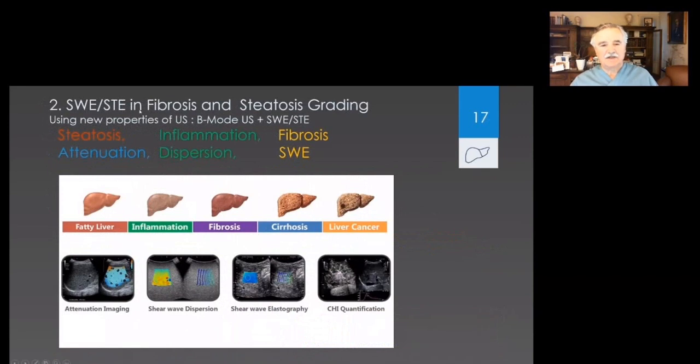We are approaching a period of ultrasound where steatosis is going to be graded using attenuation and the speed of sound. Fibrosis is going to be measured with shear wave elastography, and inflammation is going to be measured using another ultrasound beam property, dispersion.